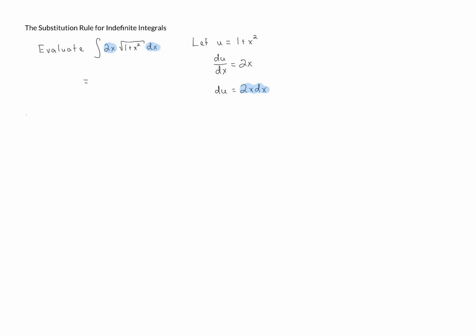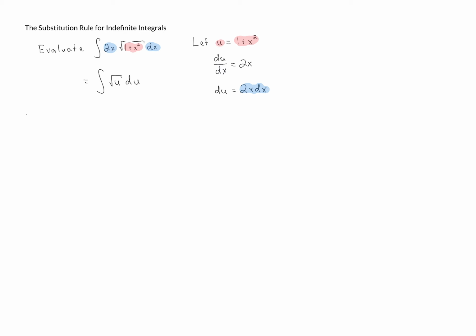So this integral is going to be equal to, if we look at the square root of 1 plus x squared, remember we said that 1 plus x squared we're going to let be equal to u. So that means that's going to be the square root of u. I can actually color the other one in as well. We're replacing that 1 plus x squared with u. And then the 2x dx, that's the rest of it, we know that is equal to du. So that's just going to be the square root of u du.